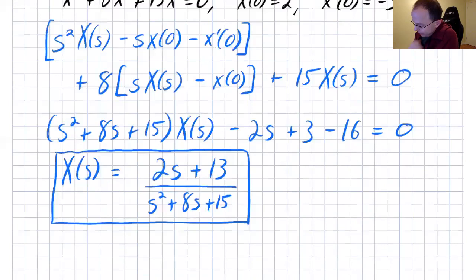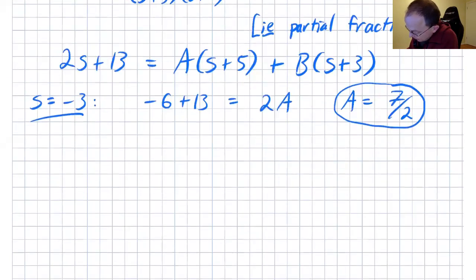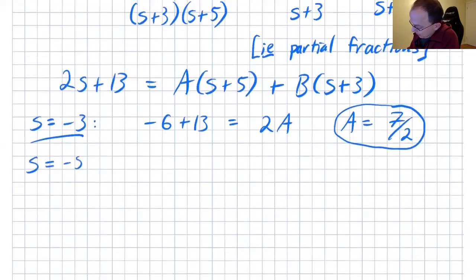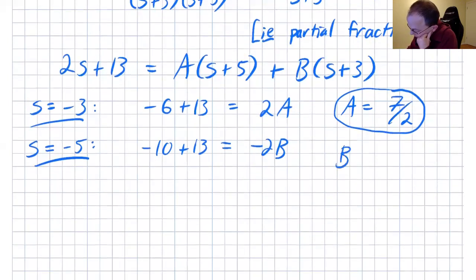And then we substitute s equals minus 5 in order to make this term equal 0. And what do we get? We get minus 10 plus 13 is equal to minus 2b. And so b is equal to 3 divided by minus 2. So we get minus 3 over 2. And if you recall, that's the value of C2 above.